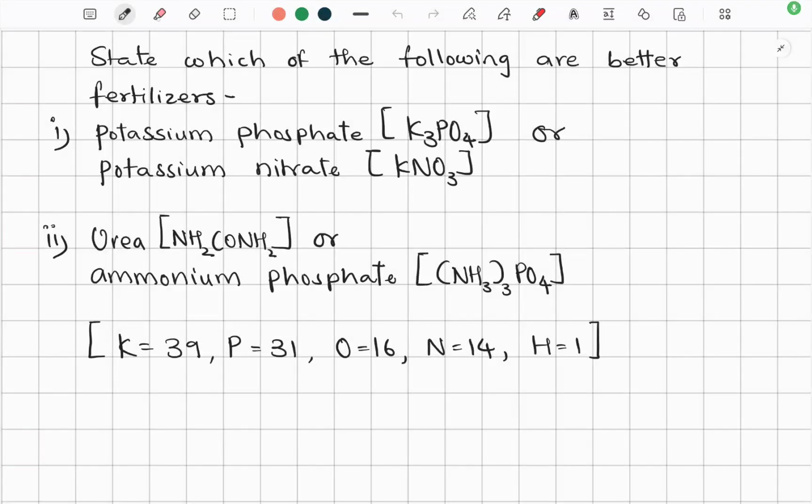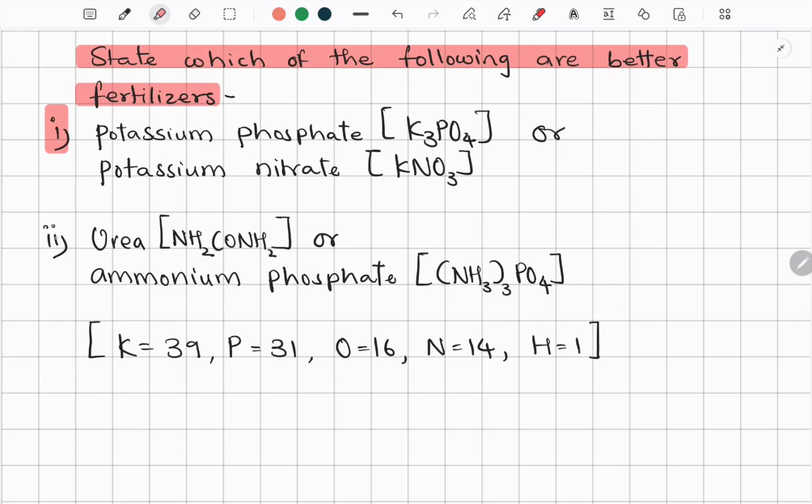Okay, so let's try to solve this question. It has been asked to state which of the following are better fertilizers. There are two parts, 1 and 2. In the first, two compounds are given, potassium phosphate and potassium nitrate, and we have to determine which one is the better fertilizer out of these two.